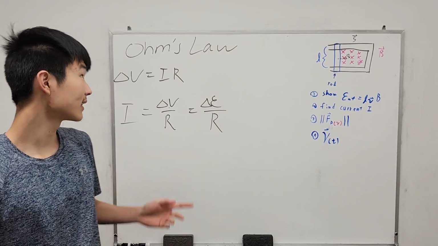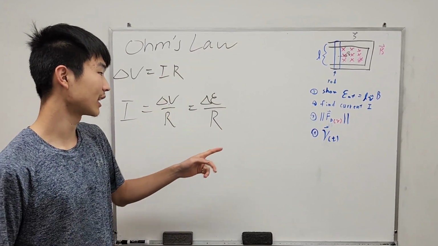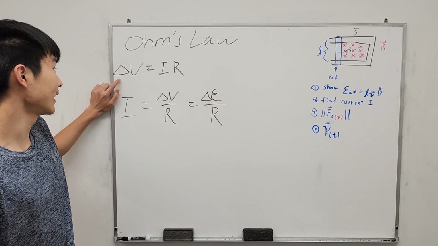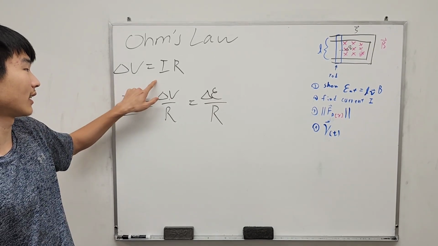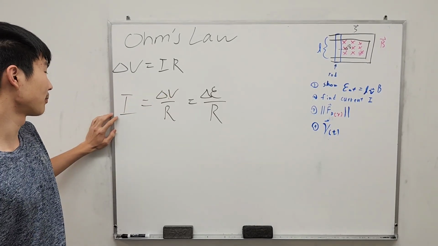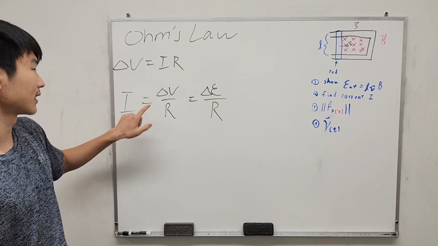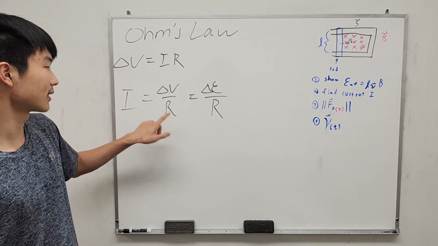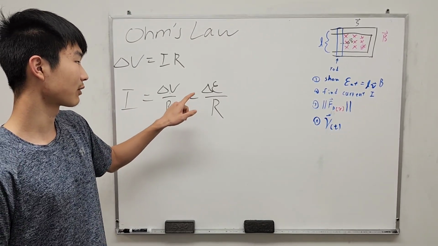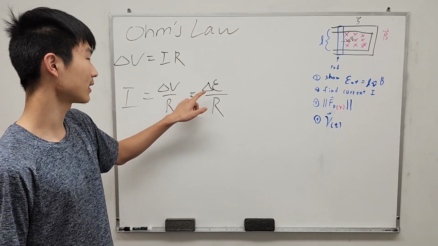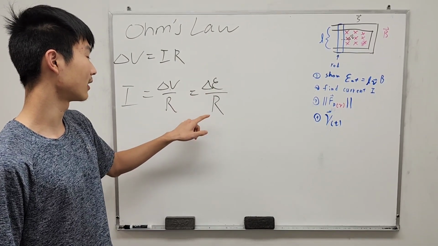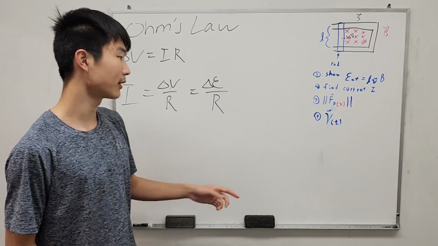And here in the second step, we have Ohm's law, which is from chapter 27. So here we have the change of voltage equals current times resistance. And so current equals the change of voltage divided by resistance, from which we get the EMF divided by R equals the current. So from here we can find the force.